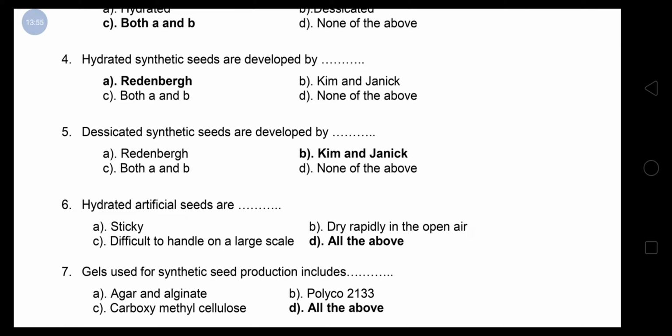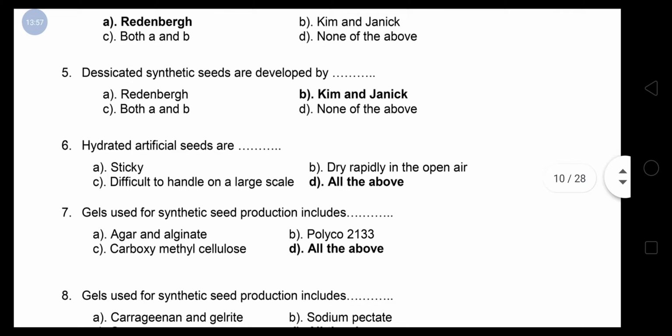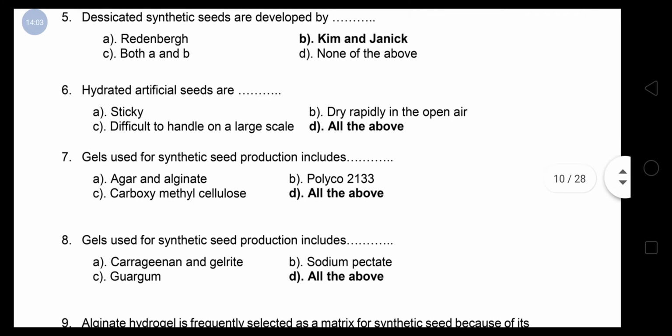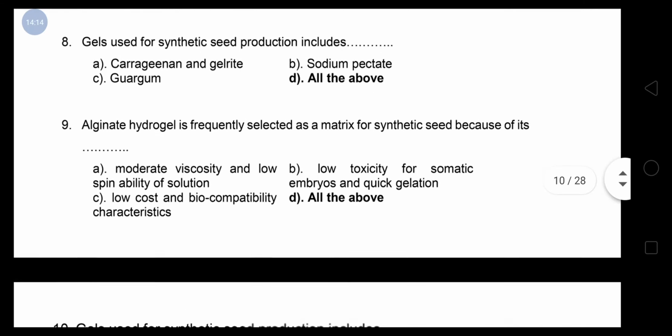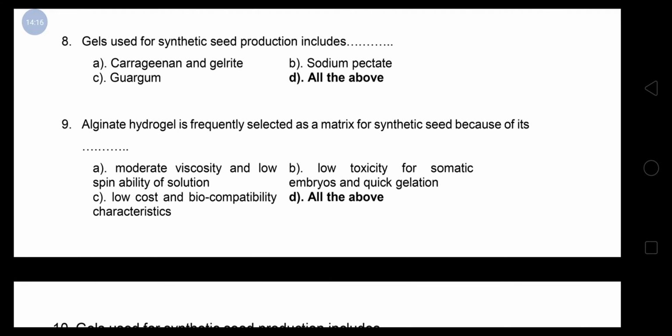Hydrated artificial seeds are sticky, dry rapidly in the open air, and are difficult to handle on a large scale. Gels used for synthetic seed production include agar, alginate, polyox, and carboxymethyl cellulose. Gels used for synthetic seed production also include carrageenan, gelrite, sodium pectate, and gellan gum.